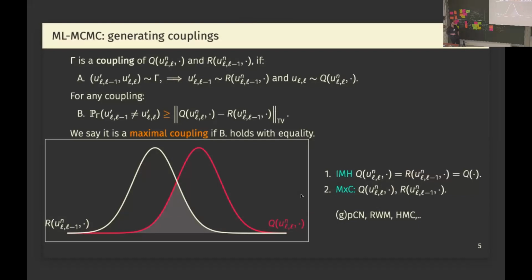In our work, we looked at two particular types of couplings. The first one we call the independent Metropolis Hastings coupling, for which we create this coupling again by using a proposal distribution that is independent of the current state of either chain. And a second coupling mechanism that we looked at is the maximal coupling between two possible state-dependent proposal distributions Q and R, so it can be a pCN or a random walk Metropolis. I know that Cotter, Jasra and Hang have also worked a bit on it as well.